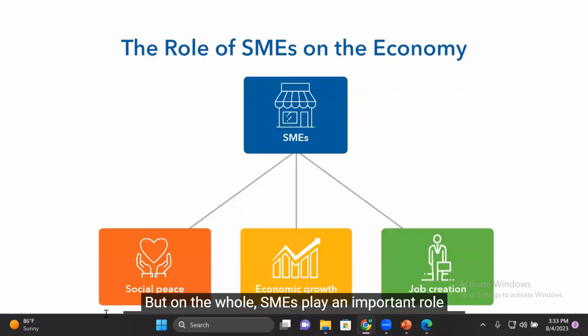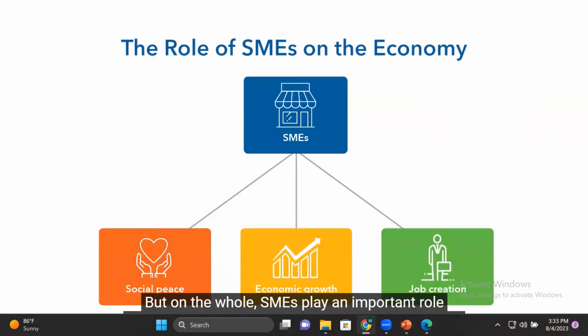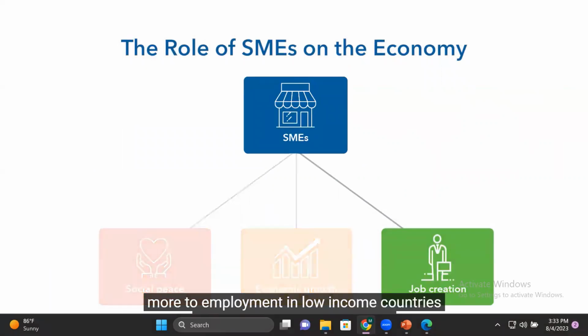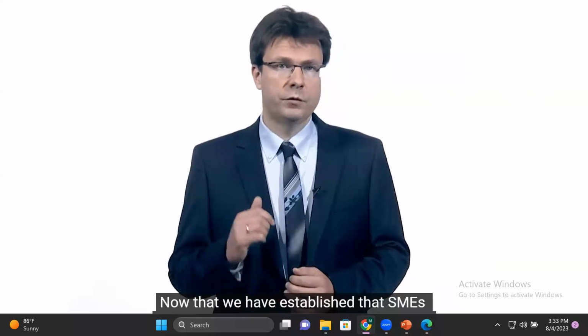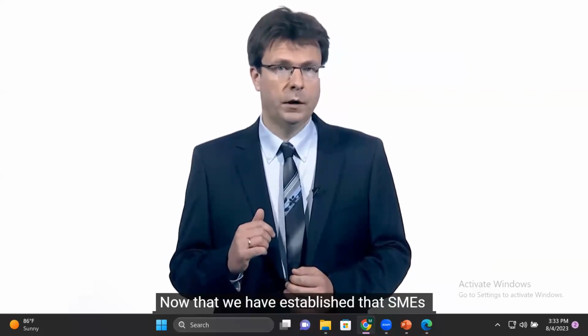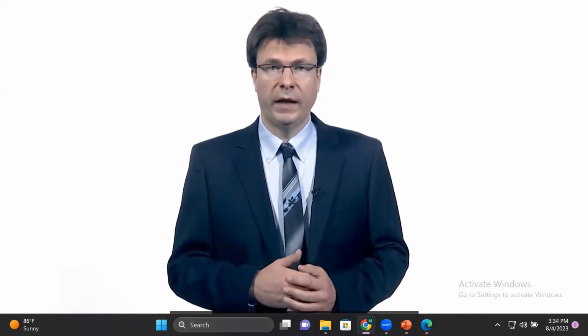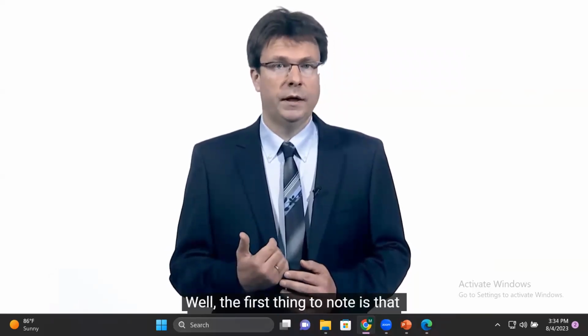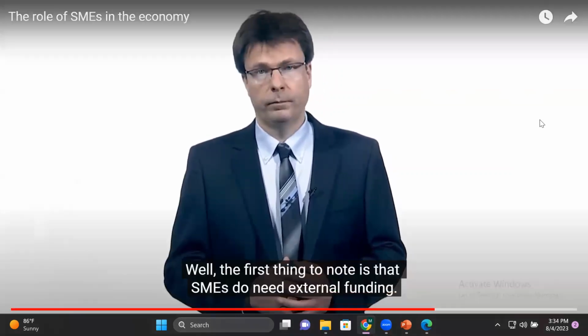But on the whole, SMEs play an important role in many economies. And on average, they contribute more to employment in low-income countries than in high-income countries. Now that we have established that SMEs play an important role in many economies, what can we say about SME finance? Well, the first thing to note is that SMEs do need external funding.